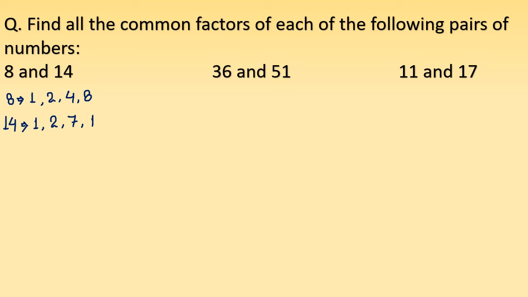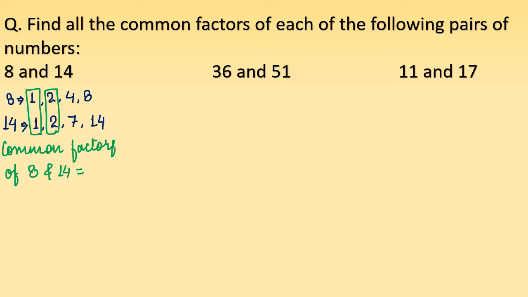7 and 14. Here you can see 1 is a common factor and 2 is also common here. So common factors of 8 and 14 are 1 and 2.